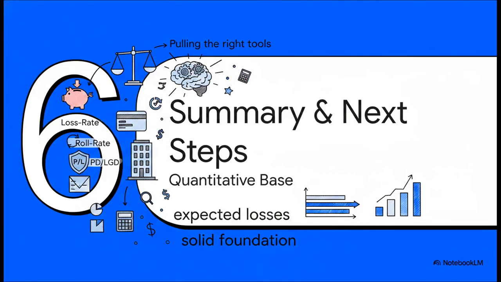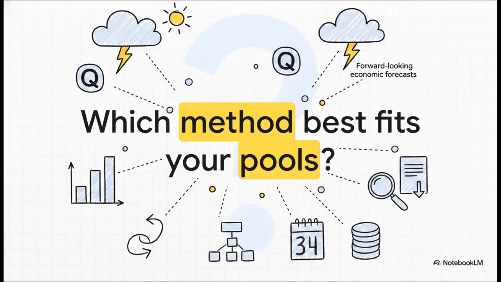Finally, Section 6, Summary and Next Steps, completing the quantitative base. Okay, we've reviewed all 6 methods. By pulling the right tools, whether that's loss rate, roll rate, or PD/LGD, we've built a solid, mathematically sound foundation. But our work isn't fully done yet. The numbers we generated today are just the quantitative base.